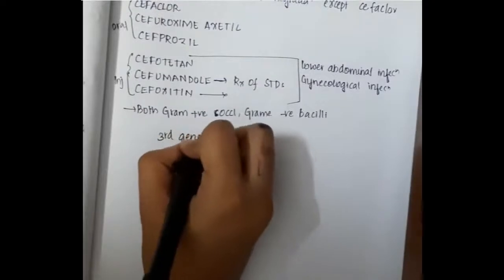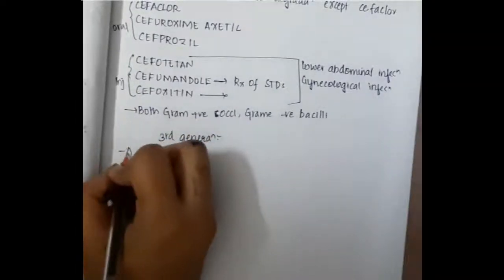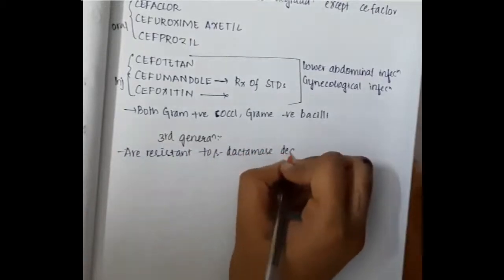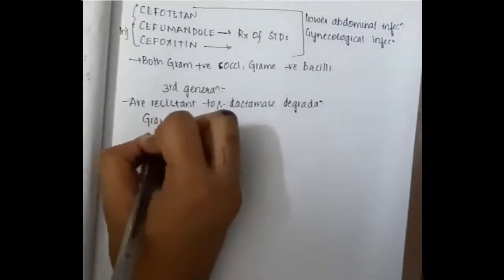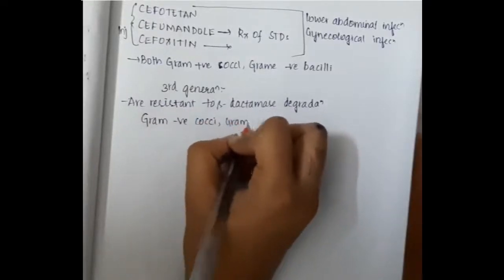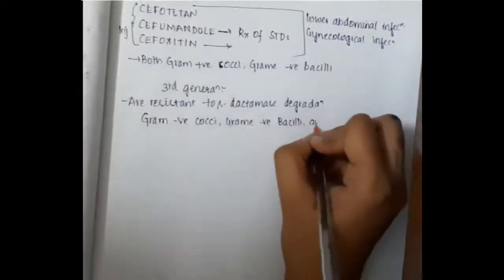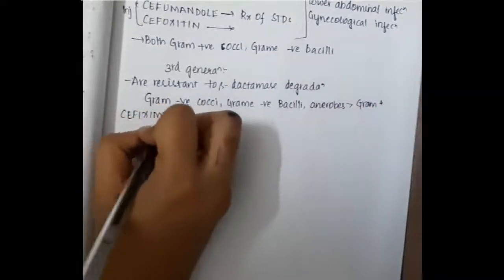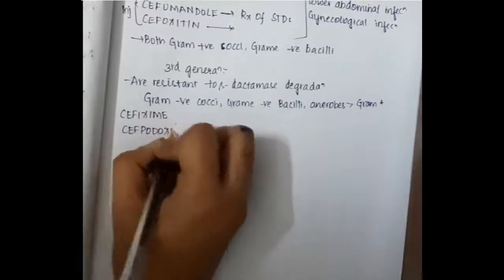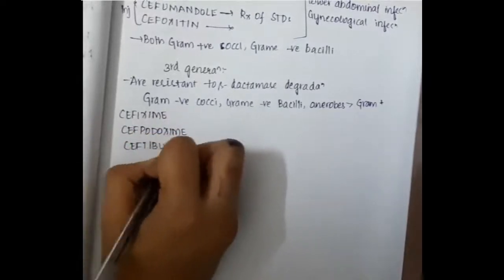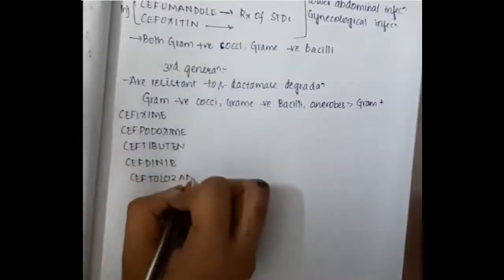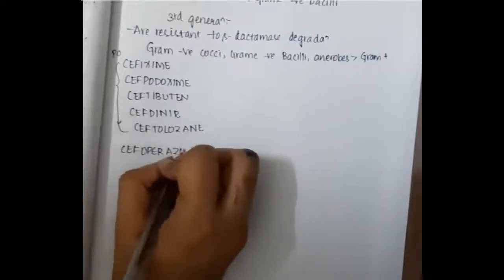Then we have third generation agents. These third generation agents are mainly resistant to beta lactamase degradation. They act on gram negative cocci, gram negative bacilli and anaerobes, more than on gram positives. The drugs include cefixime, cefpodoxime, ceftibuten, cefdinir and ceftolozane. These are oral drugs.